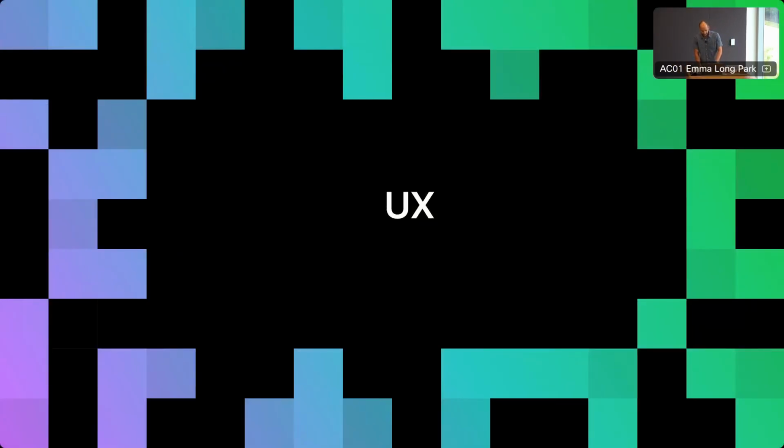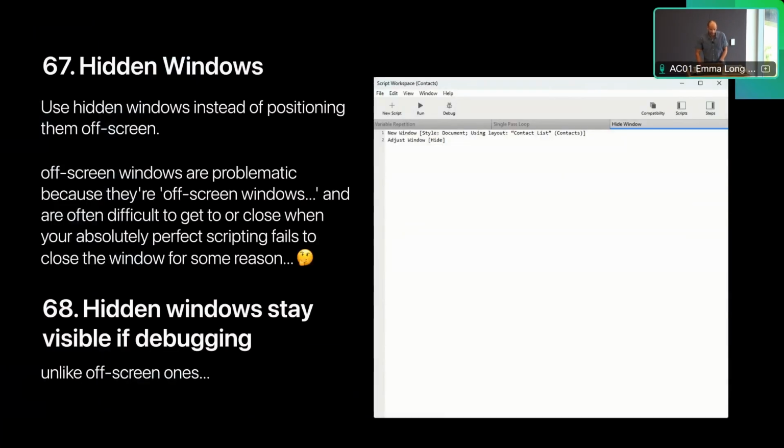Okay, UX. Hidden windows. Use them. Please. Hidden windows are awesome. A lot of us use off-screen windows when we're scripting, right? Somebody will create a window and put it at -1,000, way off to the side. Now the problem with that is that I can't get to that window, and it could stay open and I'd never know, and I can't actually see what's going on.